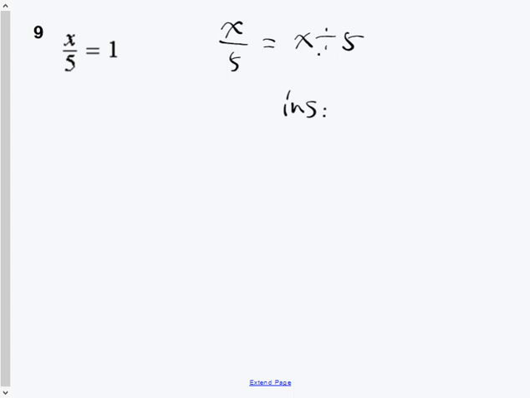So if we solve by inspection, what number divided by 5 is 1? What number do I divide by 5 to get 1? Well, any number divided by itself is 1, so therefore x must be 5, because 5 divided by 5 is 1. So by inspection, we get x equals 5. By opposite operation, since I want to use the opposite of dividing by 5, the opposite of that is multiplying by 5. So I'm going to multiply both sides by 5. And I get x equals 5.